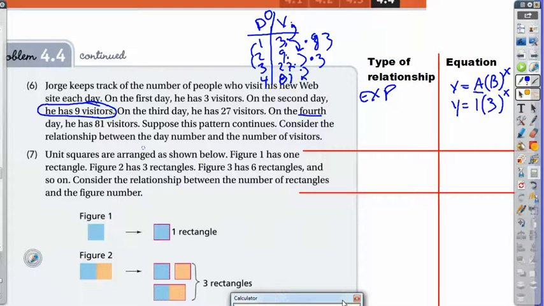It's number 7. Unit squares are arranged as shown below. Figure 1 has 1 rectangle. Figure 2 has 3. Figure 3 has 6, and so on. Consider the relationship between the number of rectangles and the figure number. Again, this is looking right for a table, because it gives us a sequence of events, and we need to track them. So this is figure number, and we'll go with squares. Figure 1 has 1. Figure 2 has 3. Figure 3 has 6.